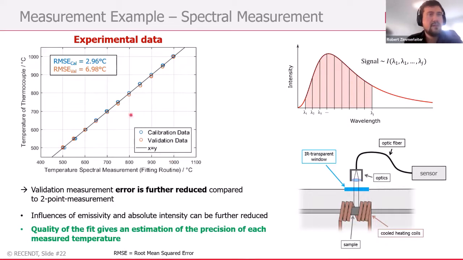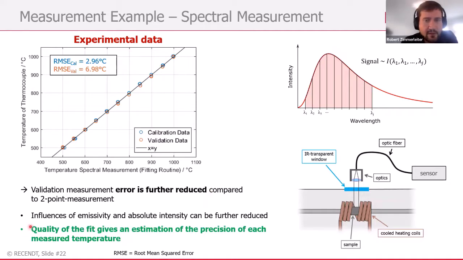Since we have more data available, now we have an error of roughly 7 degrees compared to the 10 degrees we got earlier. It's about 30% lower error. And the main reason is that the influences of the emissivity and absolute intensity can be reduced further, just because we have more data points available that we can use to estimate the temperature.